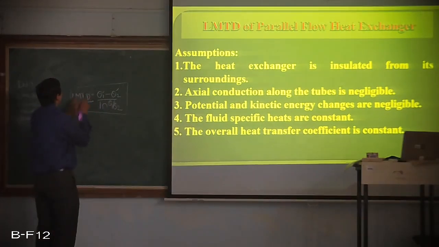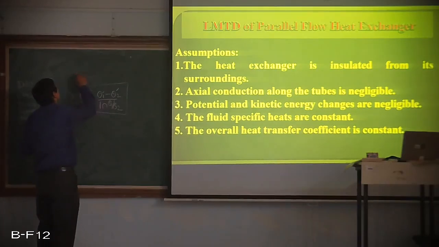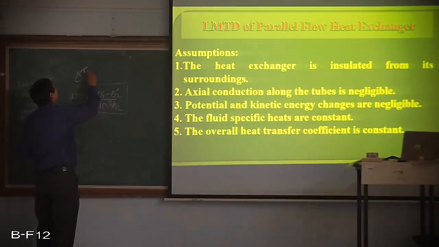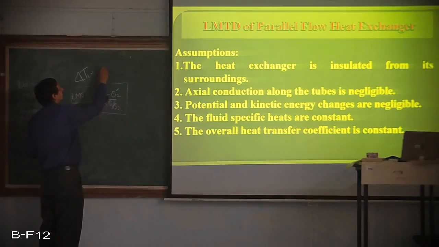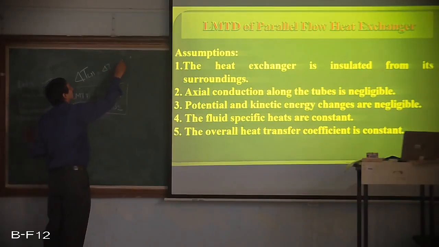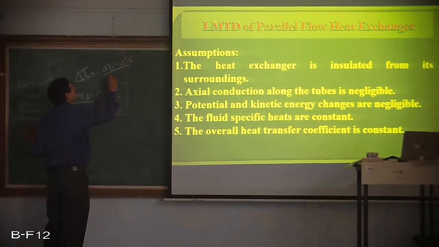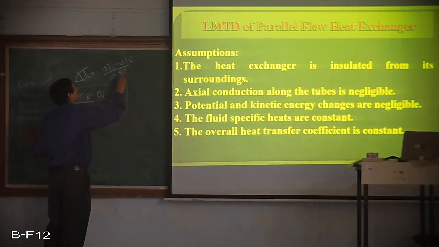I want to know the expression of the LMTD, which is also called delta T_LM. It can be given as delta T1 minus delta T2 divided by ln of delta T1 divided by delta T2.